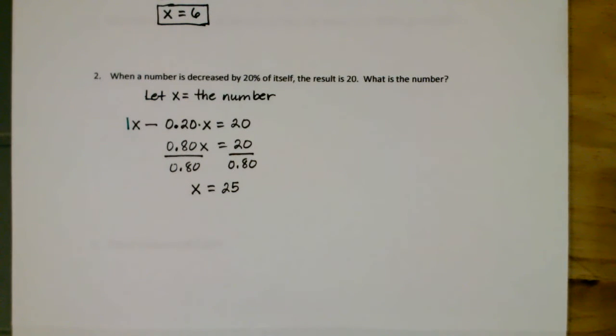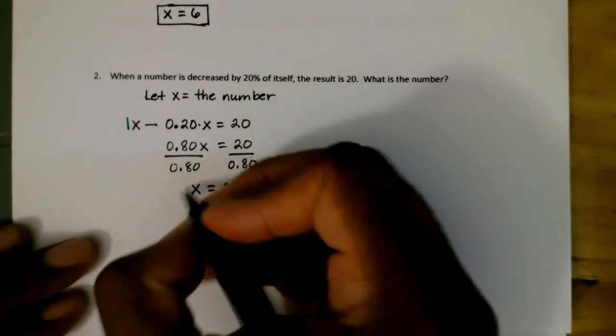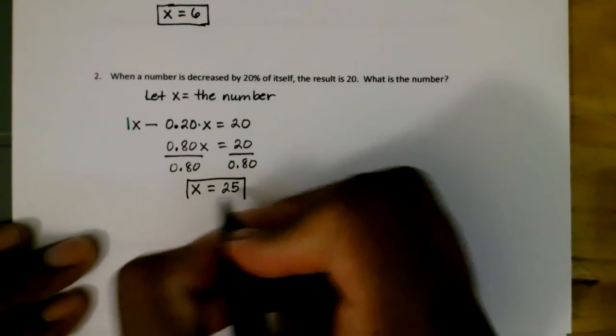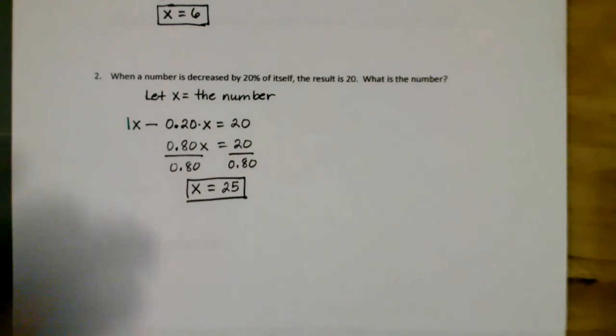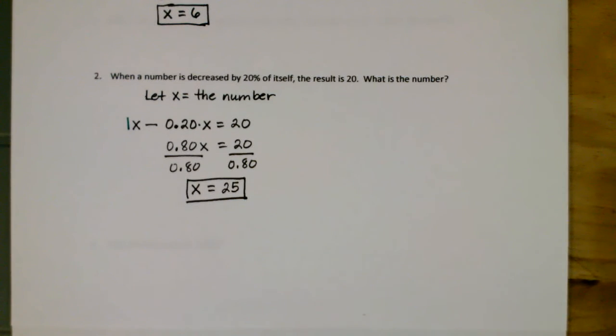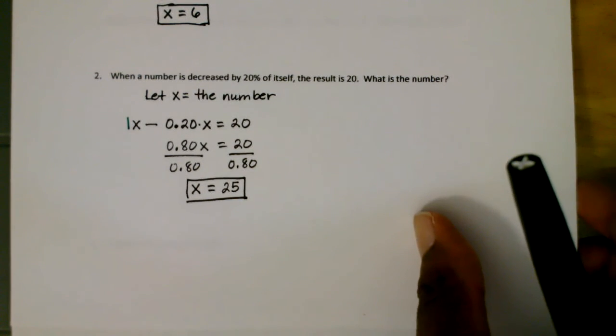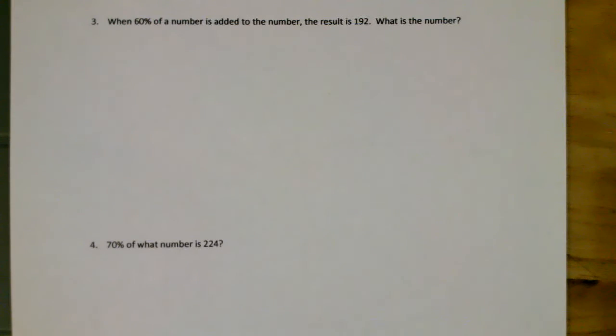So if you want to check this, we got 25. That's going to be decreased by 20% of itself. Well, 20% of itself will be 5. And 5 from 25 leaves you 20. Yes. So x equals 25 is the number we're looking for.